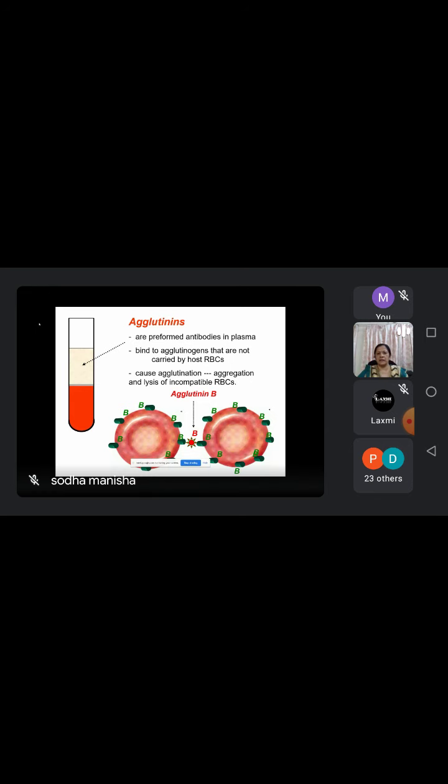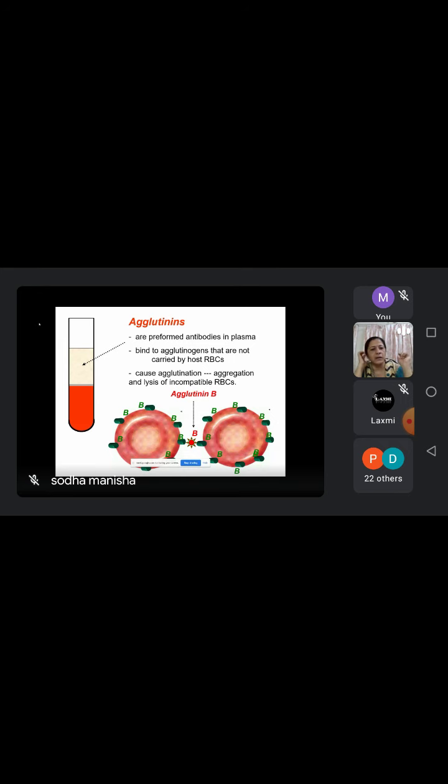Now what happens? Agglutinogen A can react with agglutinin A, or agglutinogen B can react with agglutinin B, and it may lead to an agglutination reaction. Clumping of red blood cells may take place, and then it will lead to death of the recipient also.